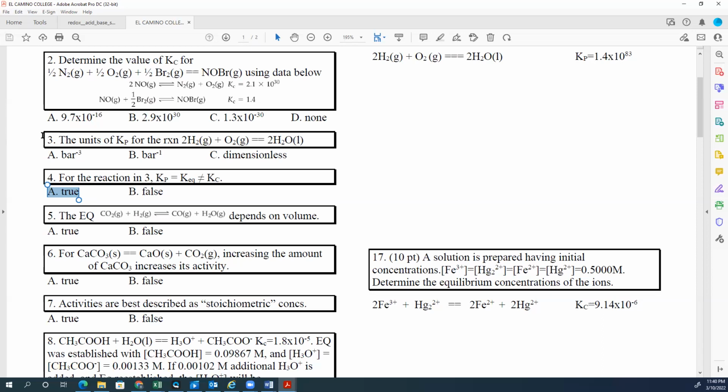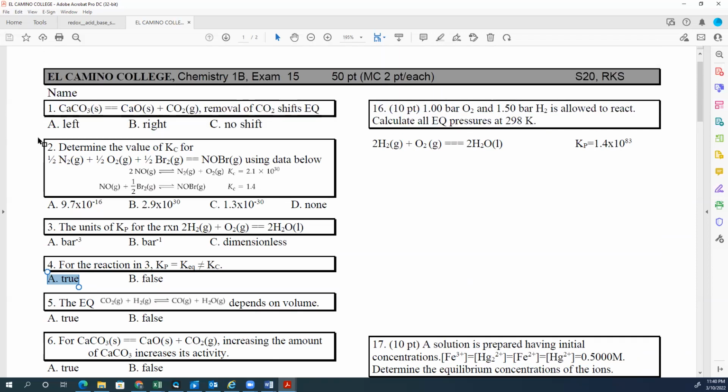We could take a look at these too. Might as well take a look at some of these right now. Calcium carbonate solid goes to calcium oxide solid plus CO2. Remember this equation? This is one of the most significant reactions in modern civilization. Removal of CO2 shifts the equilibrium which way? To the right, correct. That's correct, good.